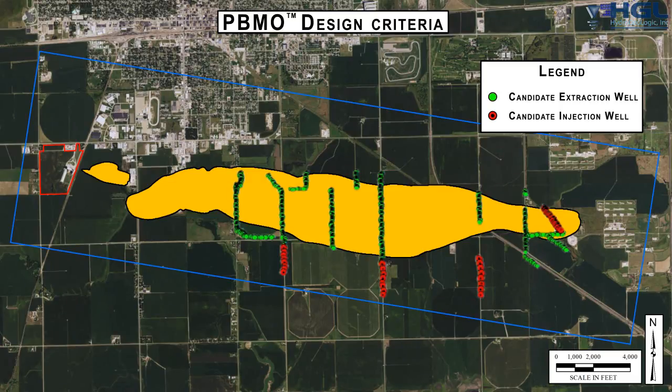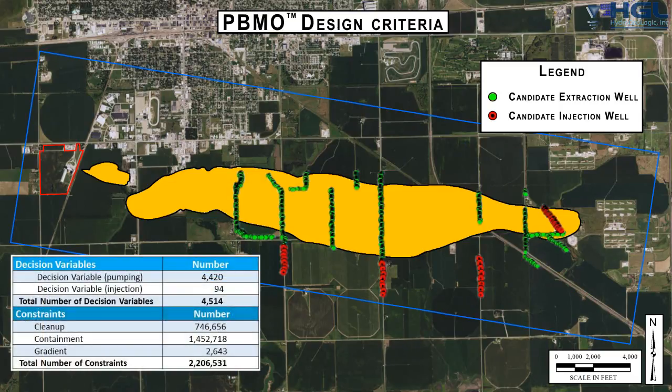PBMO's role is to down-select from these options to the best total number, location, and pumping rate to remediate the plume. Additional constraints are to restrict the total drawdown to less than 6 feet, to re-inject all the extracted water to conserve groundwater resources, and not to pull a downgradient TNT plume deeper into the lower aquifer. In all, there were 4,514 decision variables and over 2.2 million constraints.